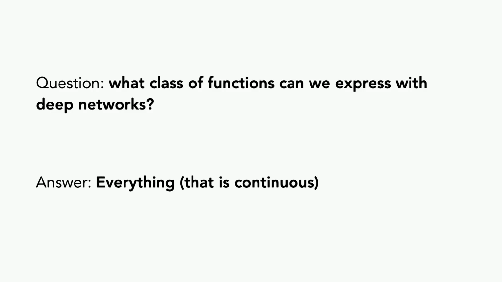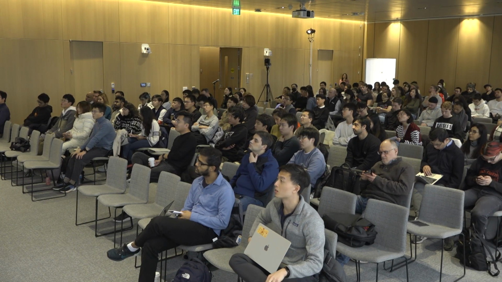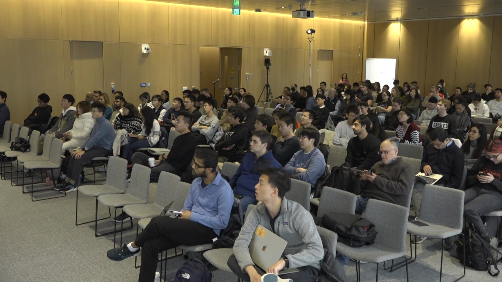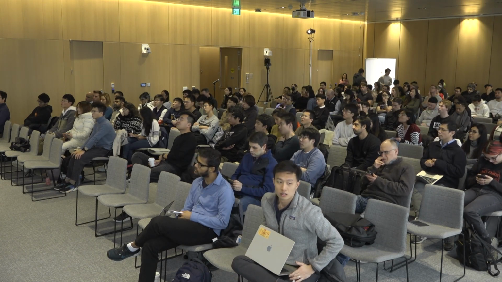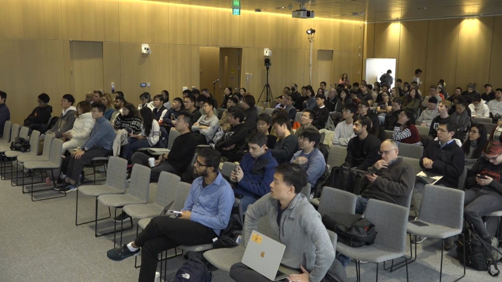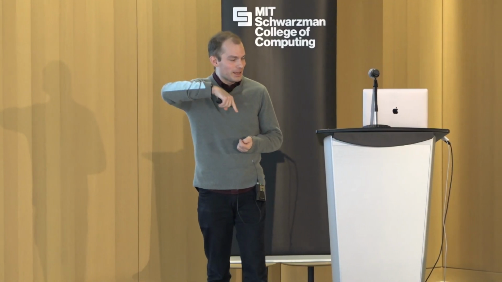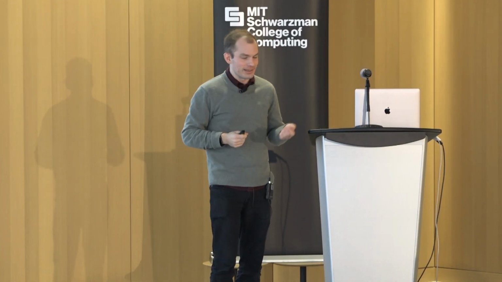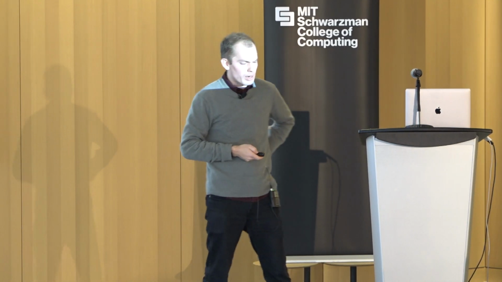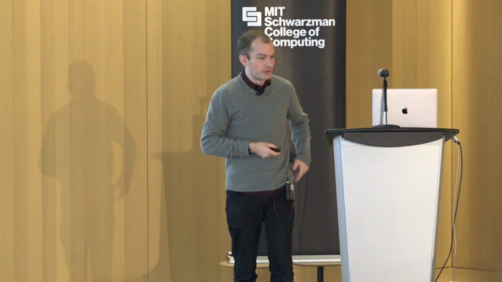Anyone know a different class of functions that has the ability to fit everything that's continuous? Anyone have an idea? Different class of functions? Maybe it's a more advanced question, but polynomials. Maybe you actually learned this in high school. A high order polynomial can fit anything. So neural nets are not unique in this sense, but it's an important property to have. We call it universal approximation.